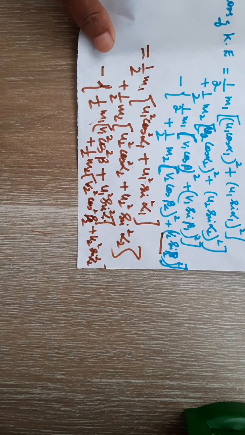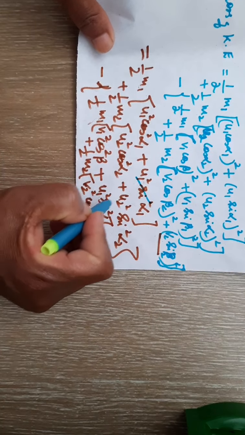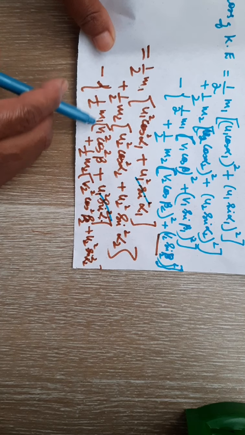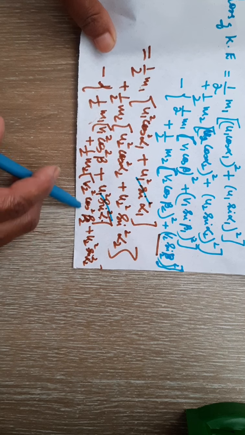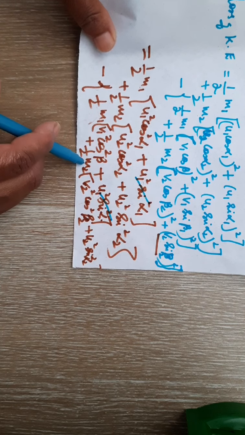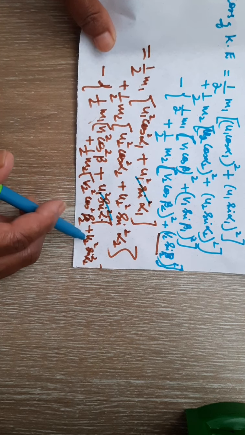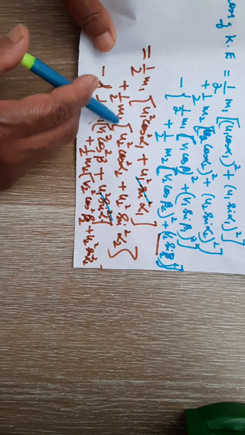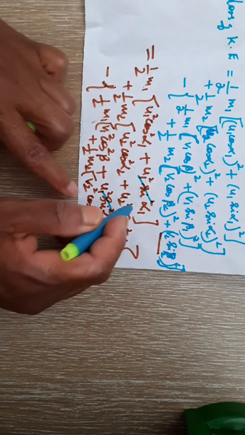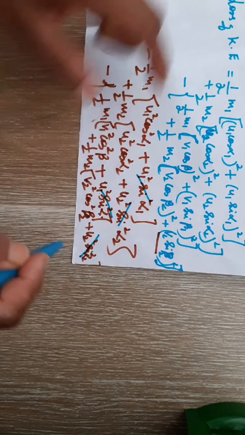So this one can be cancelled. That means this term and this one can be cancelled. Now from the second one I have u2 square sine square alpha 2, and from the fourth one I have this one. It is minus half m2 into u2 square sine square alpha 2. So this will be cancelled with half m2 u2 square sine square alpha 2. So this and this one will be cancelled.